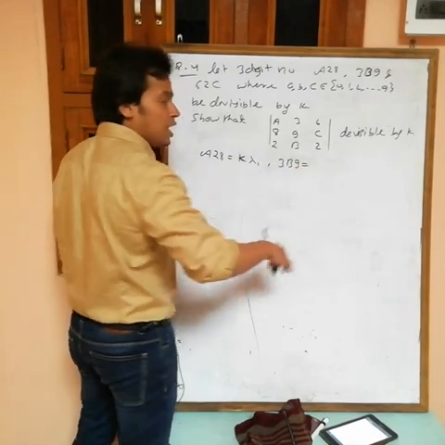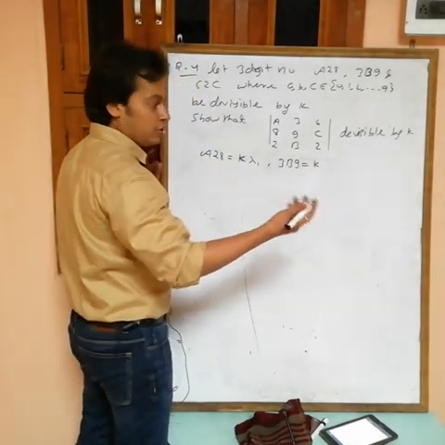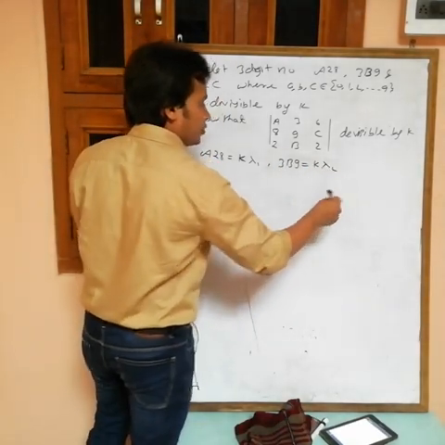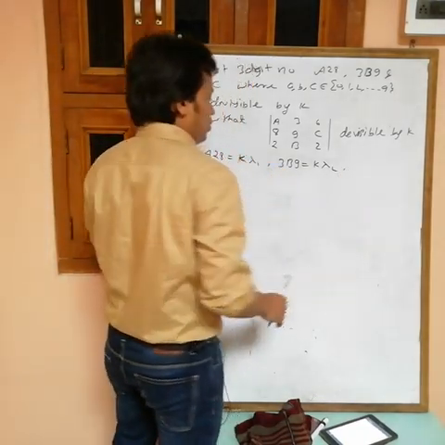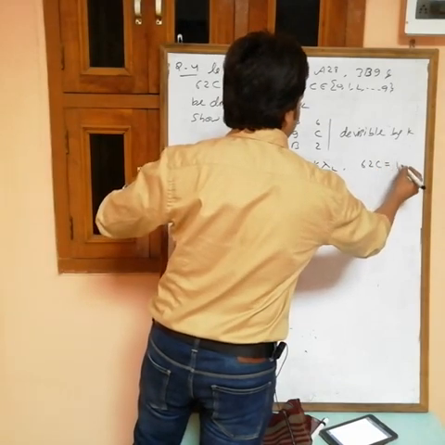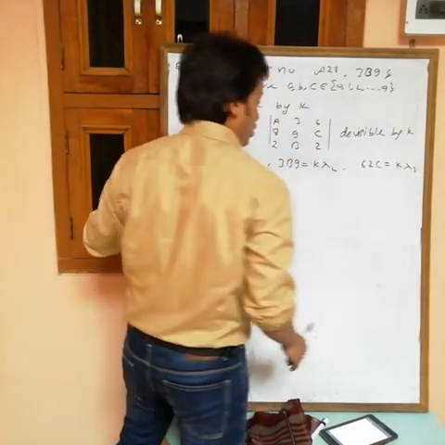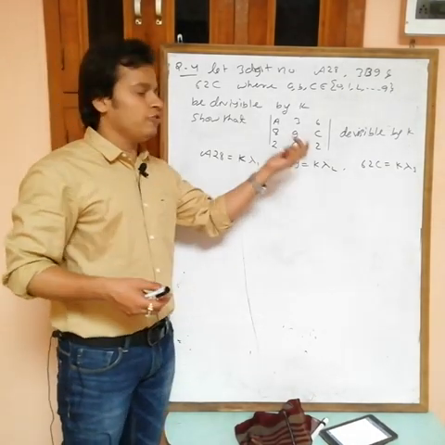3b9 is also divisible by k, so this can be written as k into something, suppose lambda 2. Lambda 2 is any integral number; we don't know the value. And 6 2 c also can be written as k into lambda 3. If these are divisible by k, then obviously they are multiples of k.